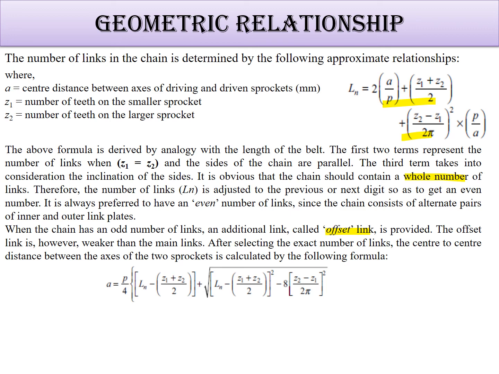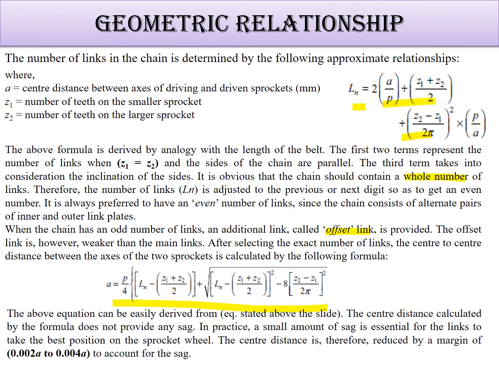So this is the formula to find out the center distance for the chain link. With the above formula you can find out the number of links, and with the help of this you can find out the center distance. Now the center distance is calculated without giving any sag, because chain doesn't have any sag, but in a practical way it should be there. So this is the value, that is a should be 0.002 times a to 0.004 times a. This much sag we have to add here. So this is how the geometric relation is explained, that how we can find out the center distance and the number of links on the chain. Okay, thank you.